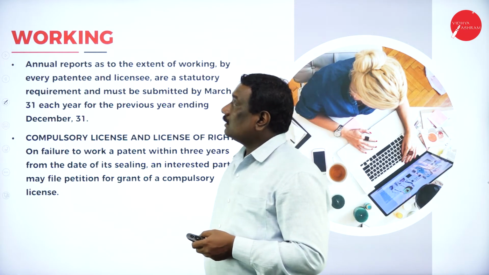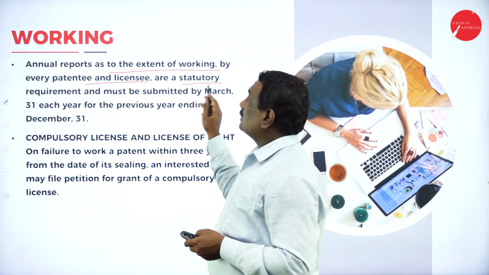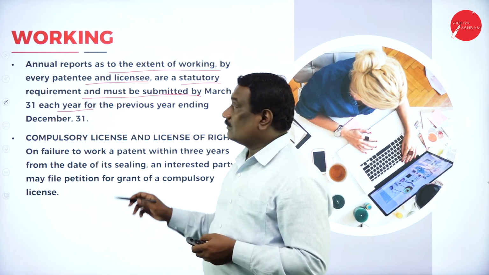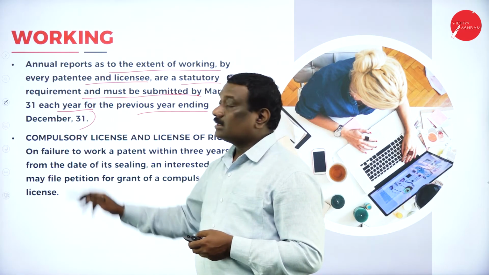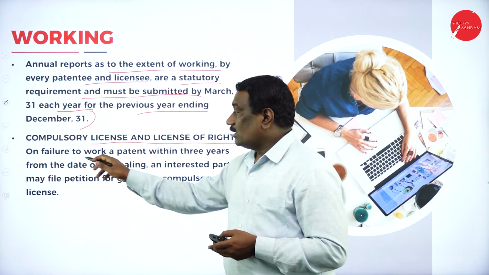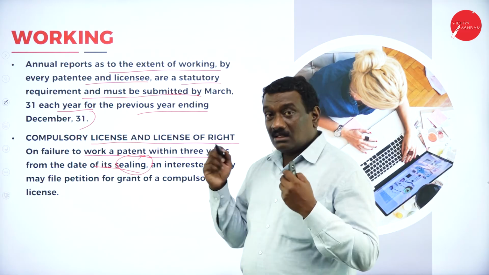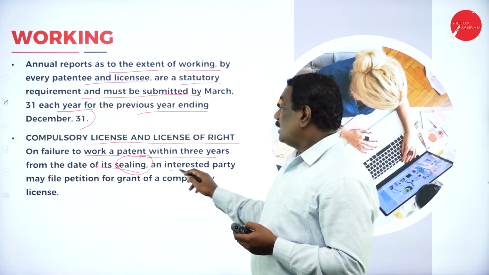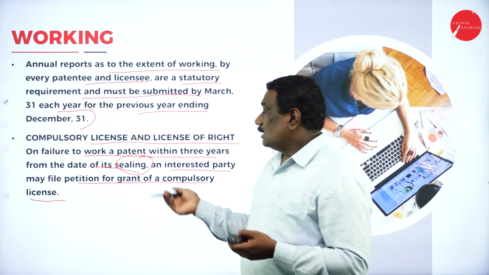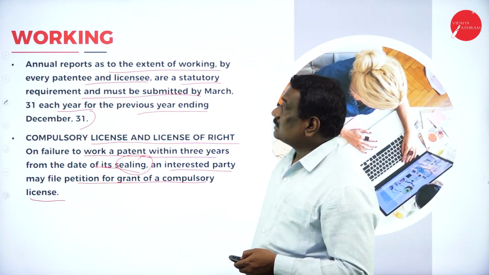Now coming to the working aspect, annual reports as to the extent of working by every patentee and licensee are statutory requirements and must be submitted by the 31st of March every year for the previous year ending December 31st. And compulsory license and licensing of rights. On the failure to work the patent within 3 years from the date of its sealing, that is the date of giving the grant, an interested party may file a petition for grant of a compulsory license. So any interested party can file a petition asking for a compulsory license.